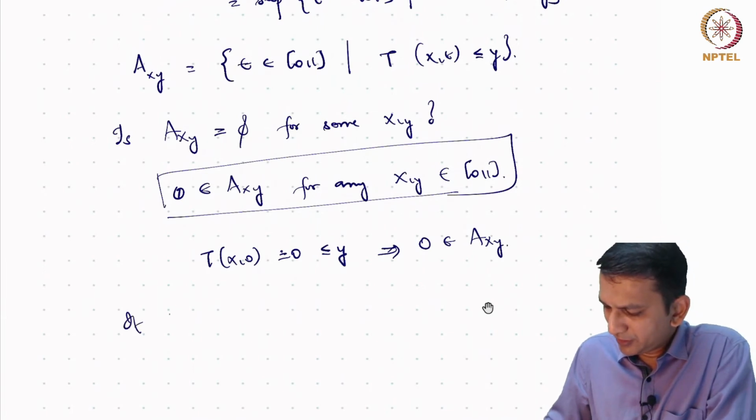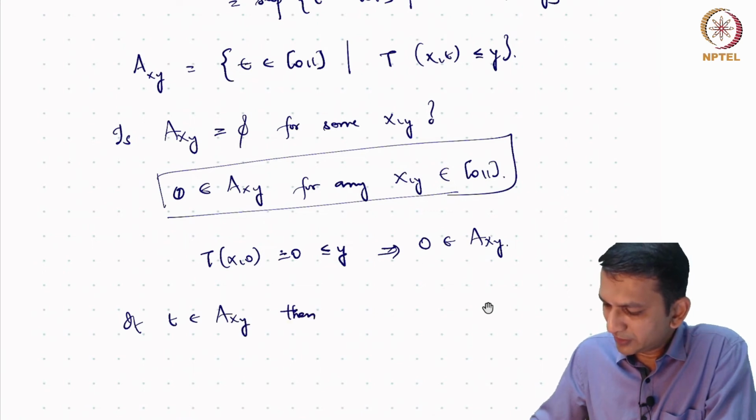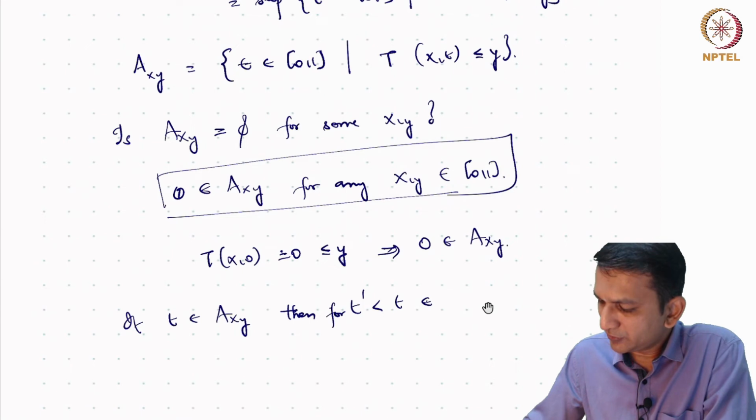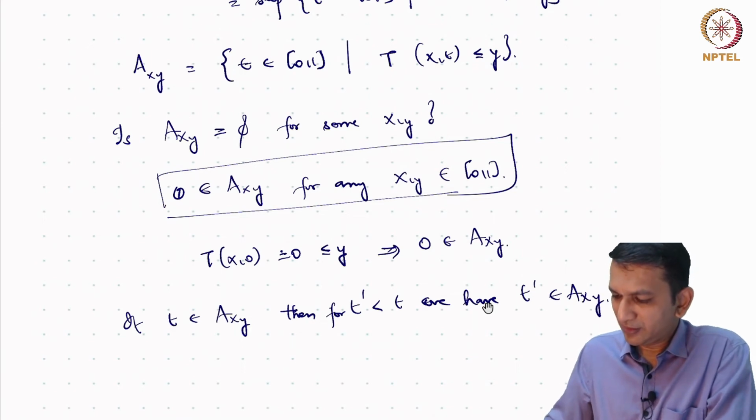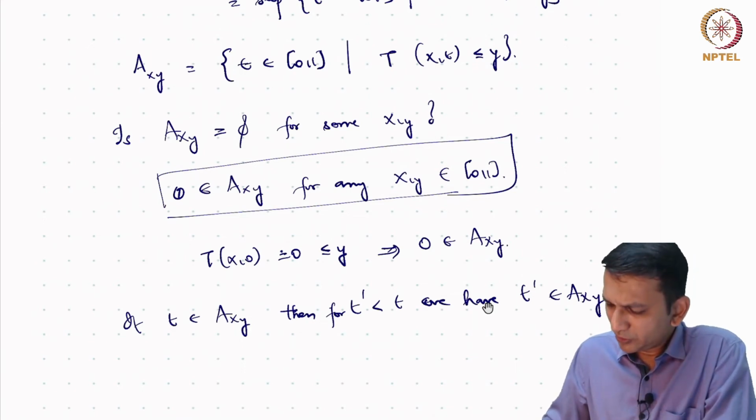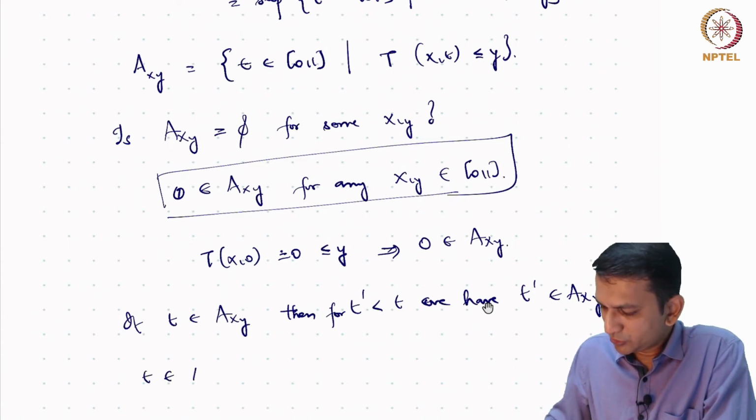Now, what can this A_xy be? If t belongs to A_xy, then we can say that any t dash smaller than t also belongs to A_xy. Okay? How do we prove this? Note that t belongs to A_xy implies T of x comma t is less than or equal to y.